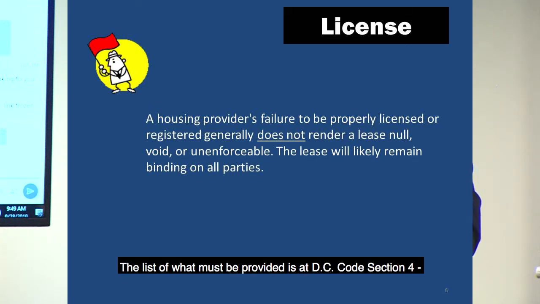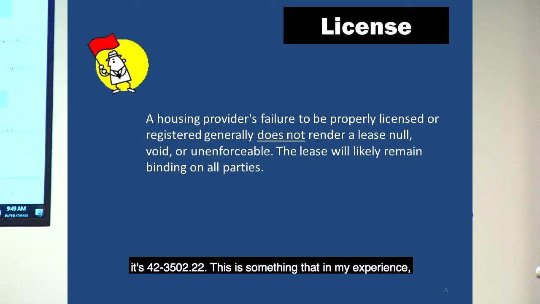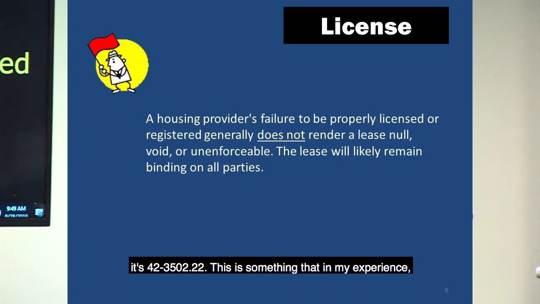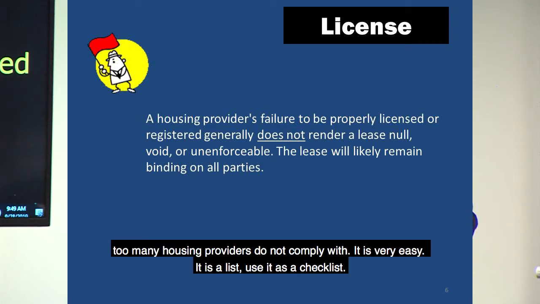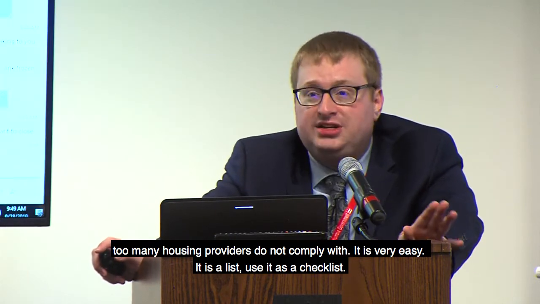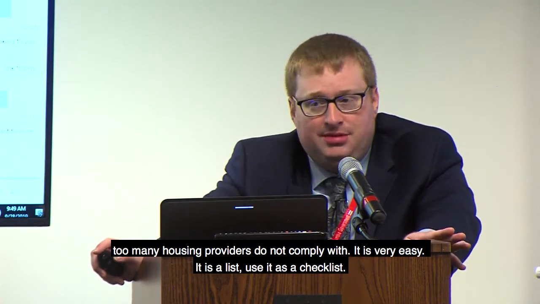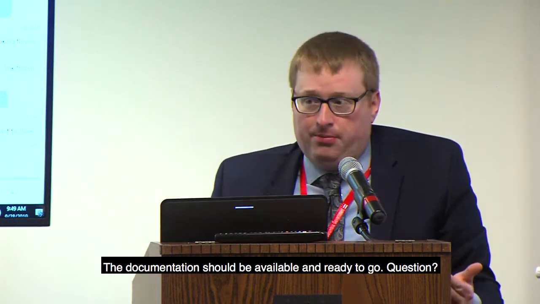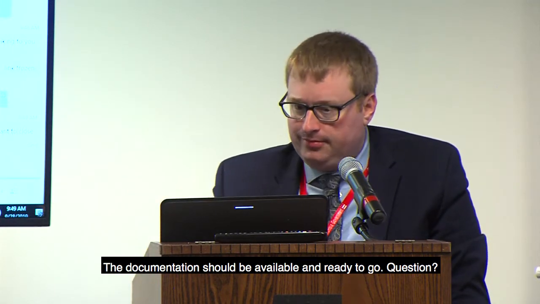The list of what must be provided is at DC Code section 42-3502.22. This is something that, in my experience, too many housing providers do not comply with. It is very easy. It is a list. Use it as a checklist. The documentation should just be available and ready to go.